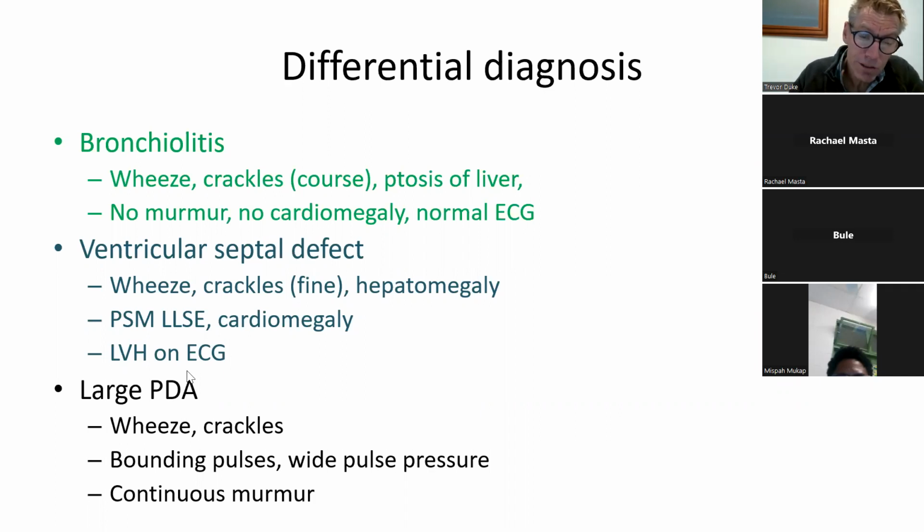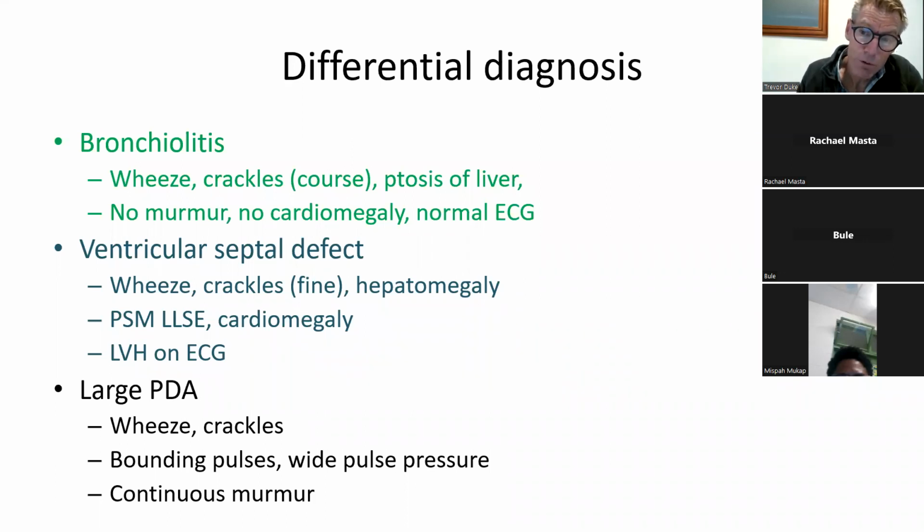The other possibility is that it's a cardiac problem, but it's not a ventricular septal defect. Anything that causes a large left to right shunt can cause this presentation. A bit less common, but a large patent ductus arteriosus can have the same clinical features of wheeze and crackles. But generally, instead of having low volume pulses, almost always with a patent ductus arteriosus the babies will have high volume pulses. They'll have bounding pulses and a wide pulse pressure.